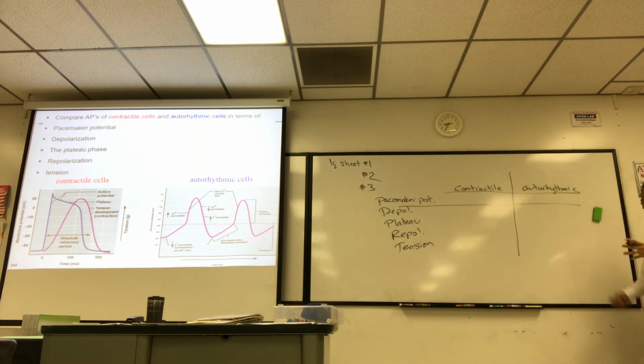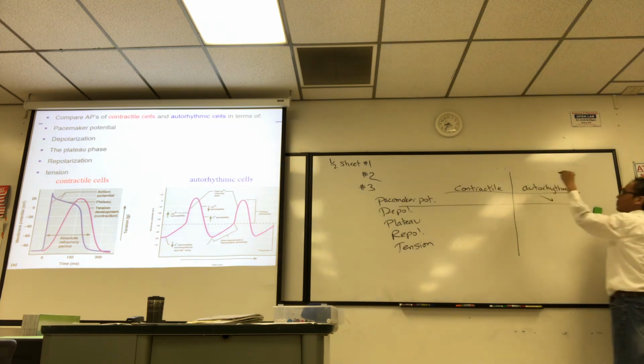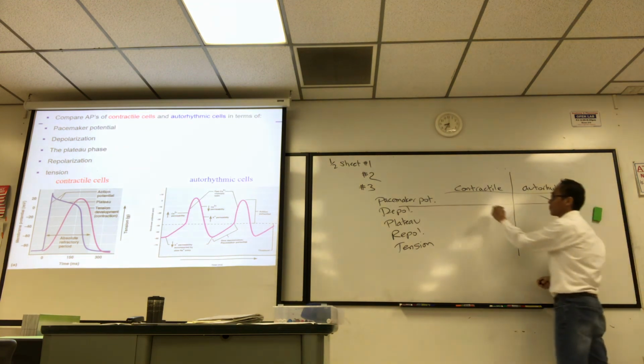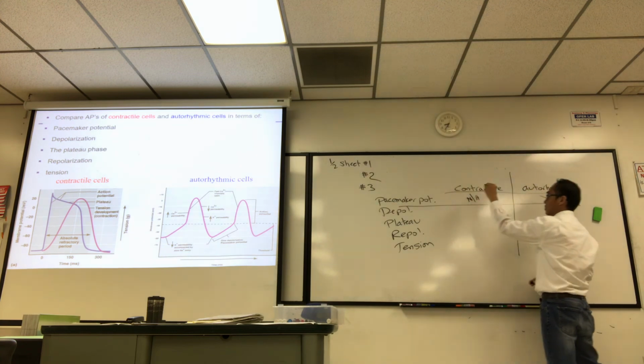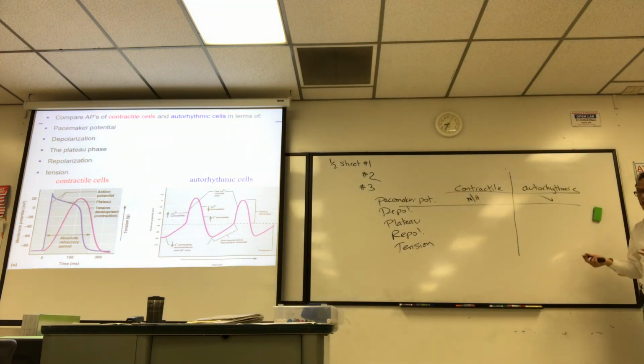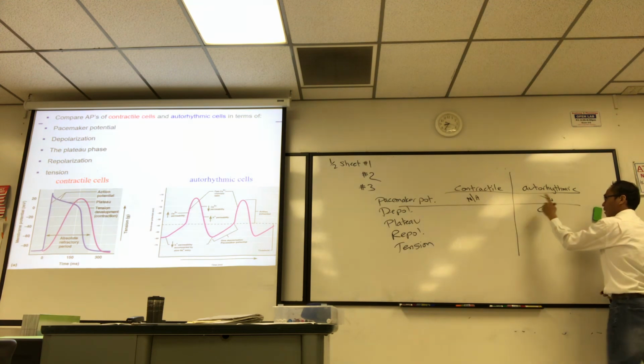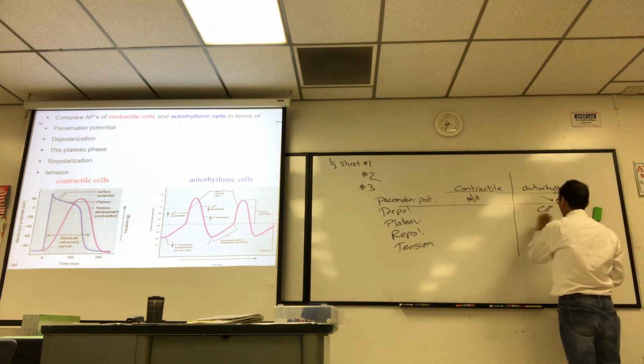Starting with pacemaker potential, which cell had it? Only one of them had it. Boom, autorhythmic cells had it. I never discussed the pacemaker potential in the contractile cells. Does not apply. Not applicable. Now, both cells had a depolarization. However, the difference is carried by different ions. Do we remember what carried the depolarization for the autorhythmic cells? I'll let you fill it in for that.